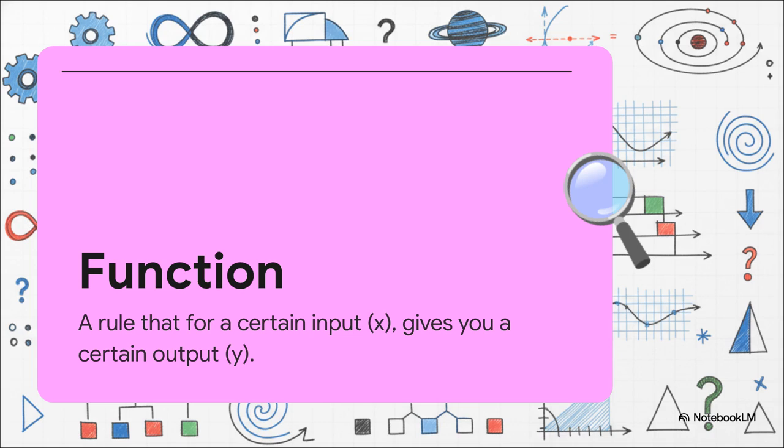Now, the absolute bedrock of calculus is an idea called a function. And don't let the name scare you. A function is just a rule. You give it an input, we call it x. The rule does something to it, and it spits out a specific output, which we call y. That's it. Input, rule, output.